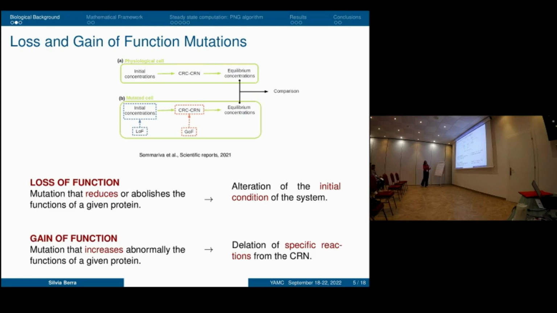The same happens when we have a mutated cell, but what is the difference? The difference is that with some mutations, we can have different initial concentrations, and we can have a different chemical reaction network. And this obviously leads to different equilibrium concentrations. So what we want to do is compute these concentrations and do a comparison to understand which drugs the patient should take for restoring the healthy status of the cell.